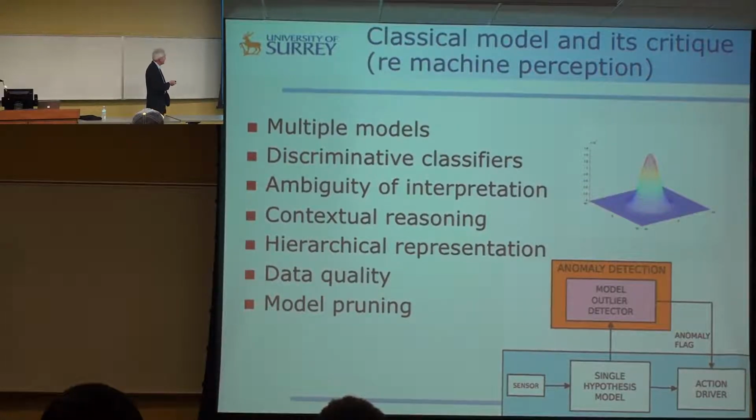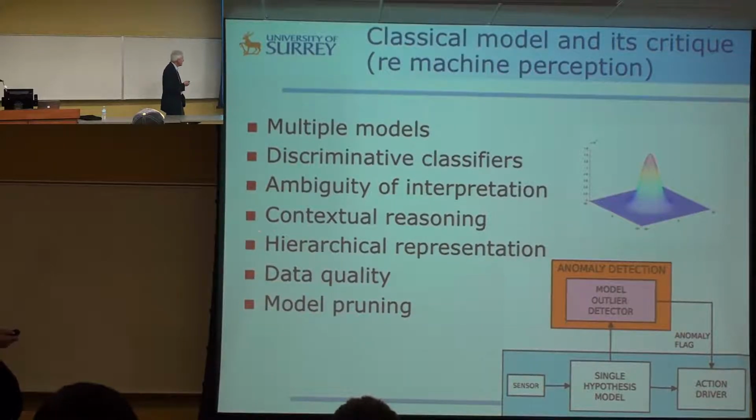We also very often have a problem with ambiguity of interpretation. Sometimes the measurements we use are ambiguous in some part of the observation space, and that also creates difficulties when one tries to identify anomalous situations.